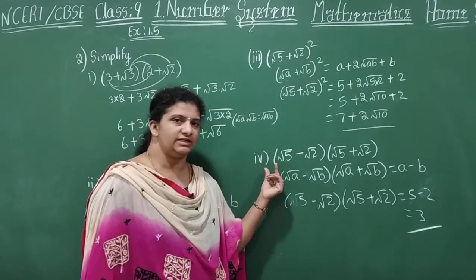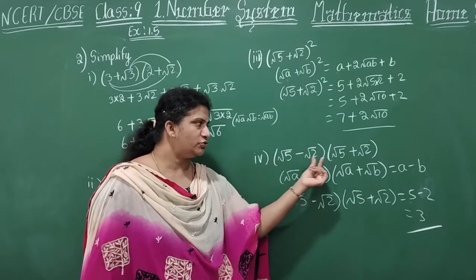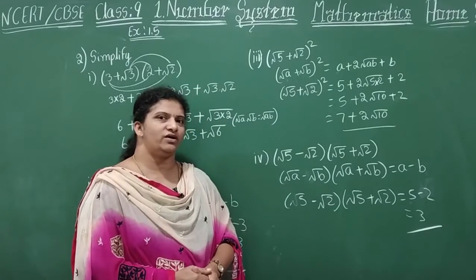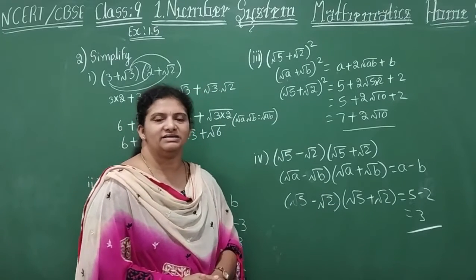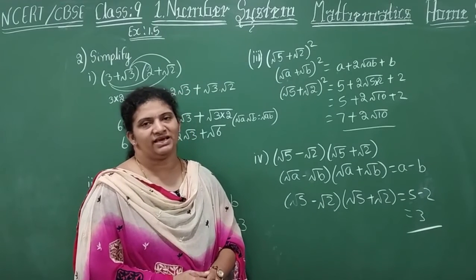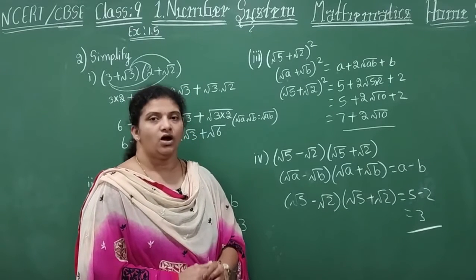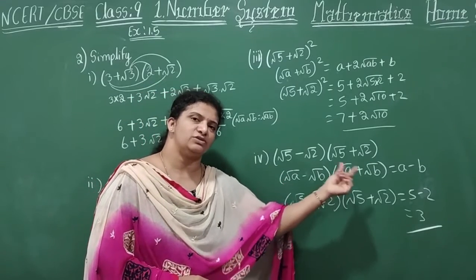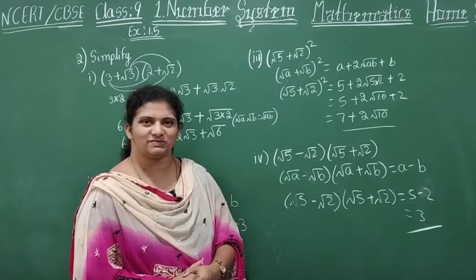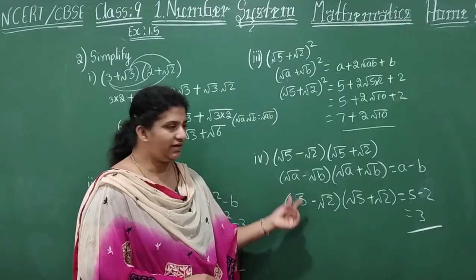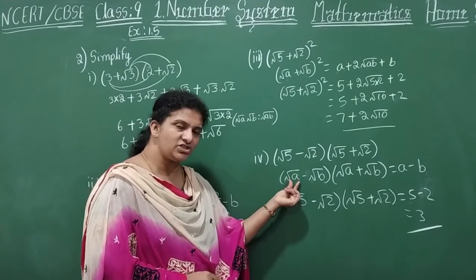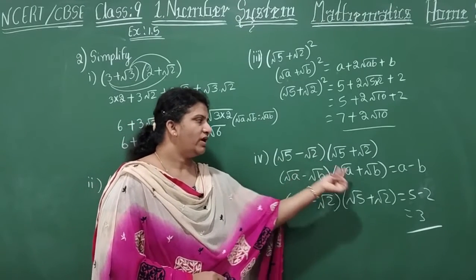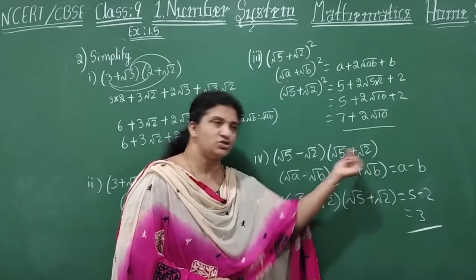Fourth sub question, children, here. Root 5 minus root 2, root 5 plus root 2. Again you remember which formula here? A minus B into A plus B, that will be A square minus B square. Or you may take it as root A minus root B into root A plus root B is equal to A minus B. Directly if you want, you can apply this one here. A value is how much? Compare here properly. A is 5, B is 2.